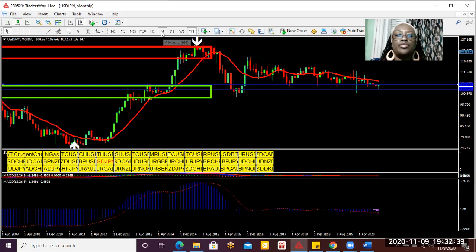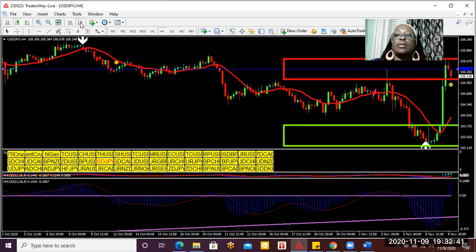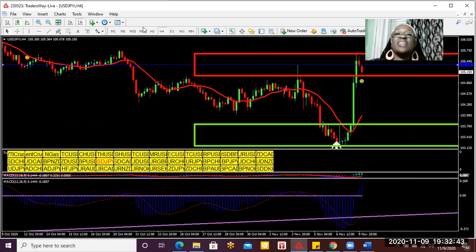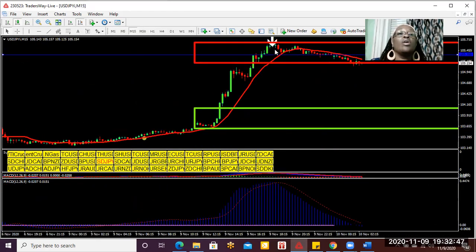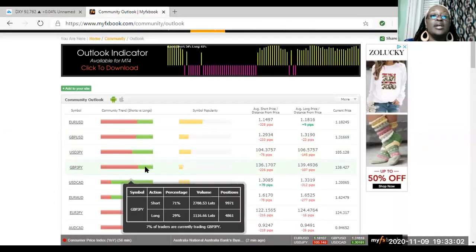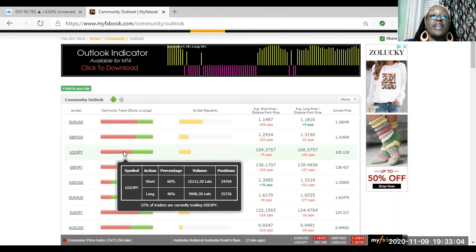So let's go down to the 4-hour real quick. 4-hour is bullish. We got some bullish activity going on here, right? We have some bullish activity on the 15-minute. We have a bearish move. So listen, what are they seeing? That's the question that you want to ask yourself. What are these traders seeing that you have 60% that want to go short?